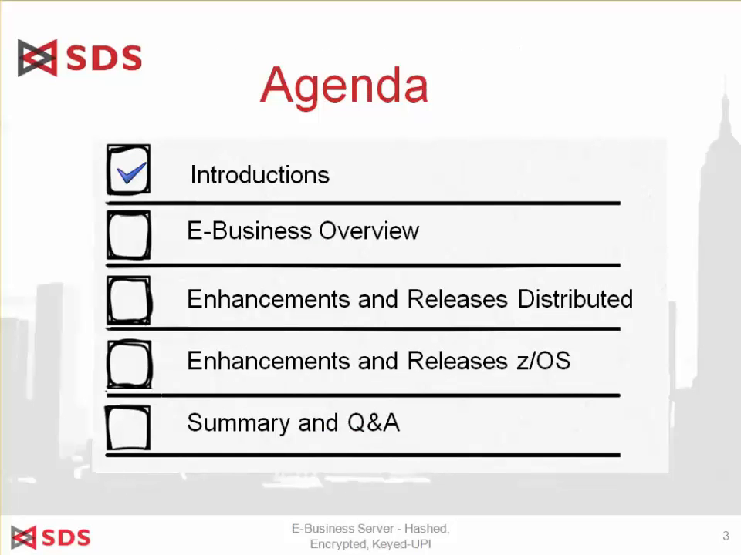Here's our agenda for today. First, we will be introducing you to your hosts and telling you a bit about Software Diversified Services. We will be presenting our eBusiness Server or EBS overview. This will include general encryption security information, some of the latest data breaches, eBusiness Server encryption, and security information. During the enhancement and release information for the distributed environment, we will be covering the version 9.0 eBusiness Server release and some of the past EBS enhancement and general product updates.